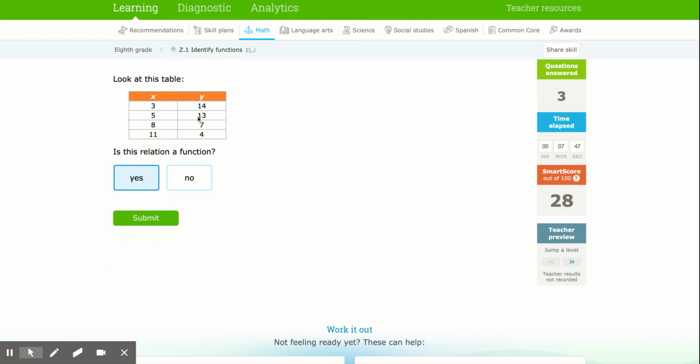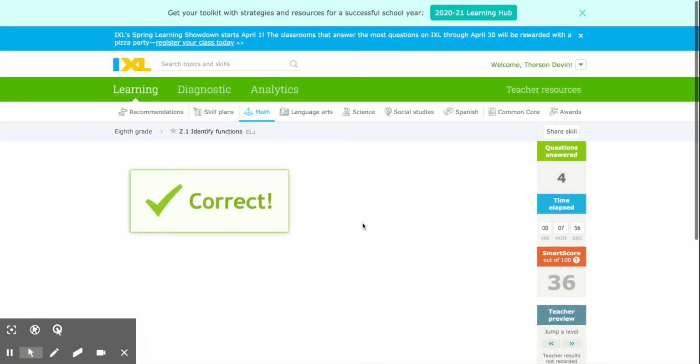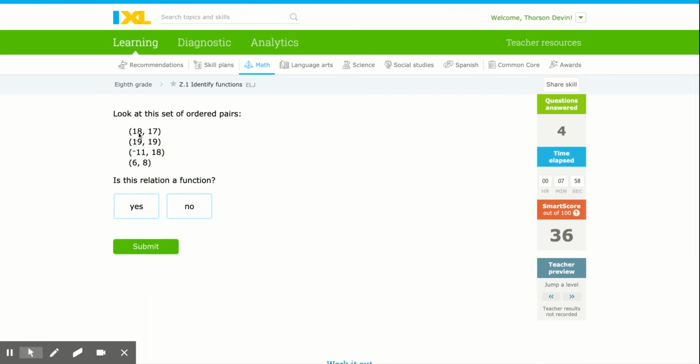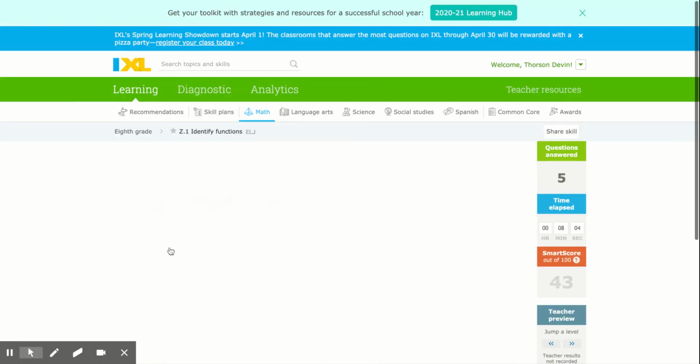I care less about the numbers on this side. They could have all been the same number, and it wouldn't have mattered as long as each of the x is only said once. Again, 18, 19, negative 11, 6. I don't see any repetition in x. It is a function.